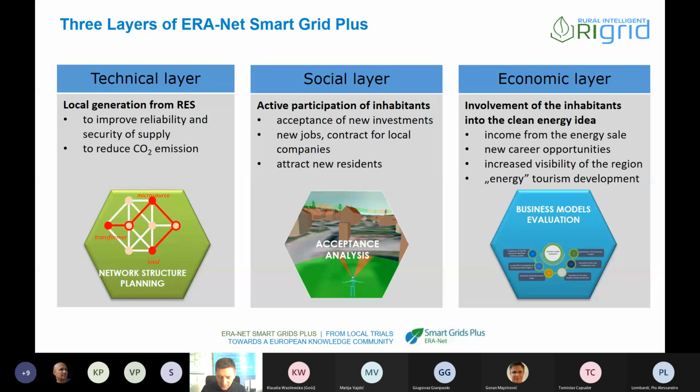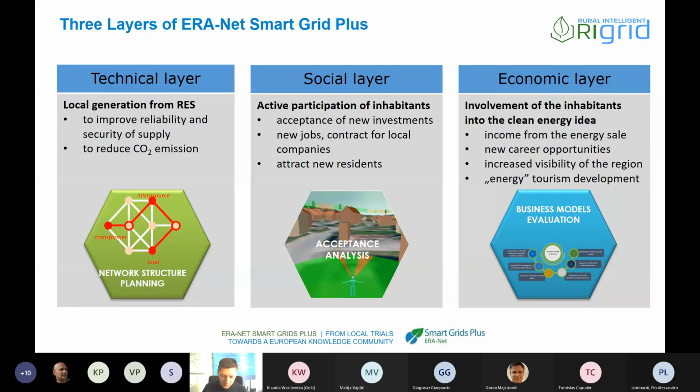The program itself, ERANET, addressed 3 layers: a technical layer, a social layer, and an economical layer. Projects were obliged to address at least 2 of them. We addressed all 3. From the technical layer, the main issue was to integrate as much renewable energy as possible into the local power grid in order to reduce CO2 emissions and increase the independence and also the reliability of the power system.